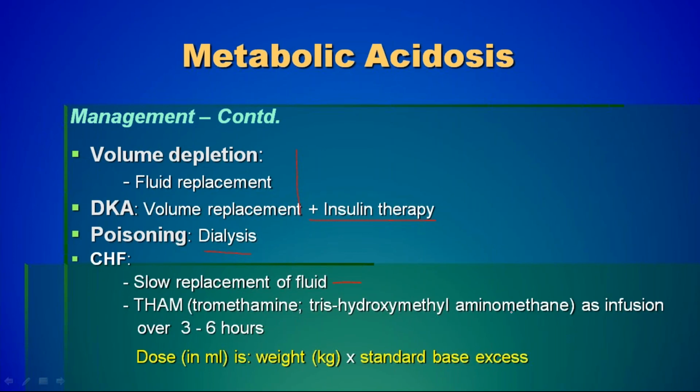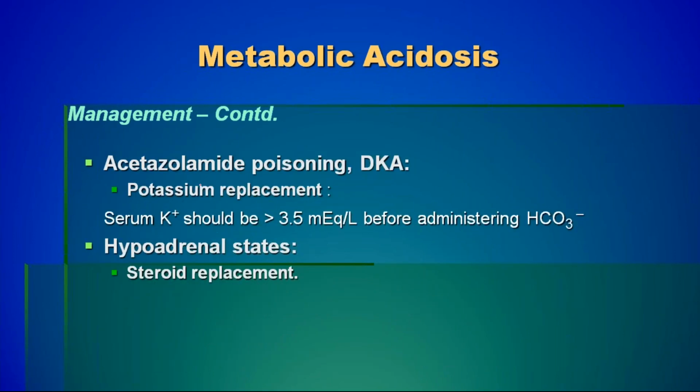tris hydroxymethyl aminomethane, this is called THAM, for the acidosis. Actually, it's not available in India. It can be used in acidosis, especially in cardiac failure conditions. As I said, in carbonic anhydrase inhibitor poisoning, acetazolamide poisoning, you have to replace potassium. Serum potassium should be above 3.5. And in a hypoadrenal state, that is shock, Addison's crisis, all these conditions, you have to go for steroids. The role of steroids in the management of metabolic acidosis comes only in these conditions.